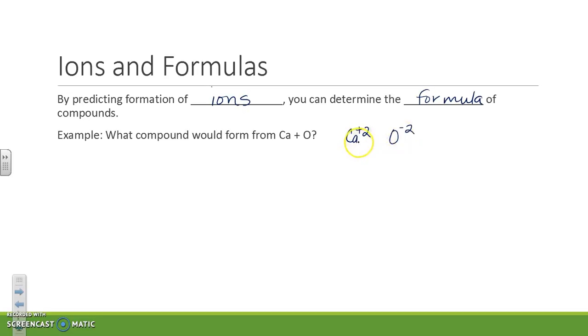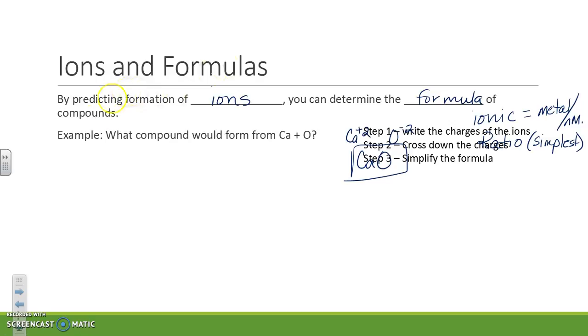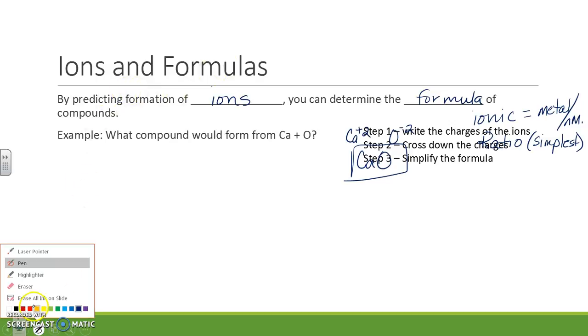Remember that an ionic compound means it has a metal and a nonmetal, and it's going to be a ratio in the simplest form of those ions. The ratio for calcium to oxygen would be 1-to-1, because one calcium with a +2 and one oxygen with a -2 cancel each other out and make a neutral compound. So my formula would be CaO. I'm going to erase this because you've already seen that.